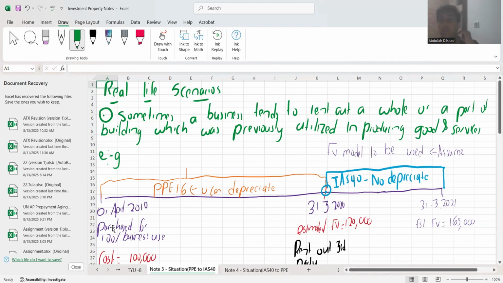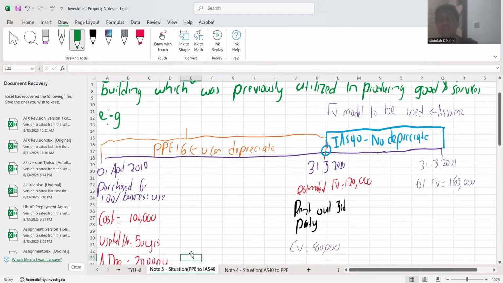which has 100% business use. The cost was 100,000, along with that, the useful life was 50 years. So that was his plan when he initially bought the building in April 2010, to utilize it fully towards the business.